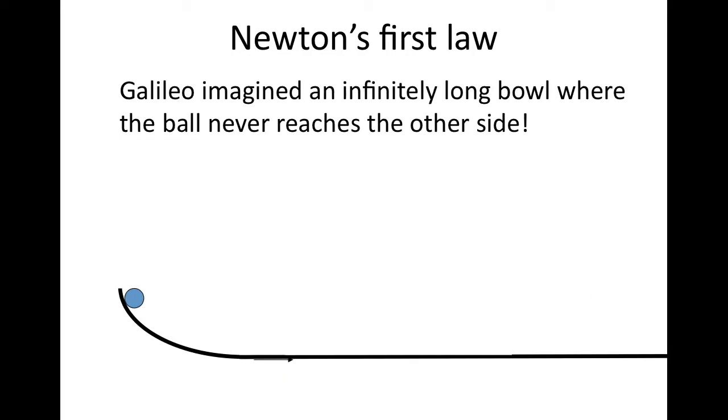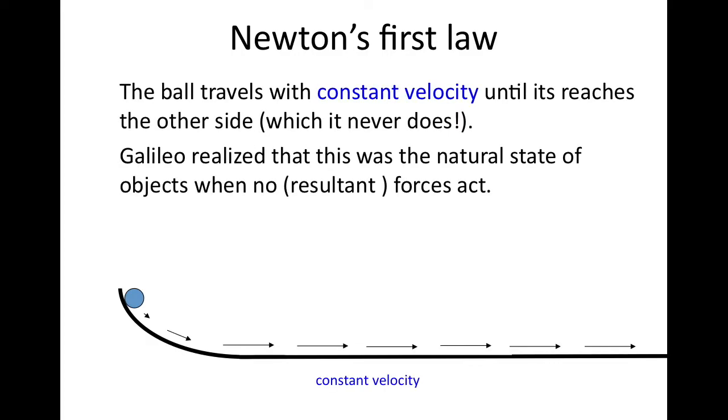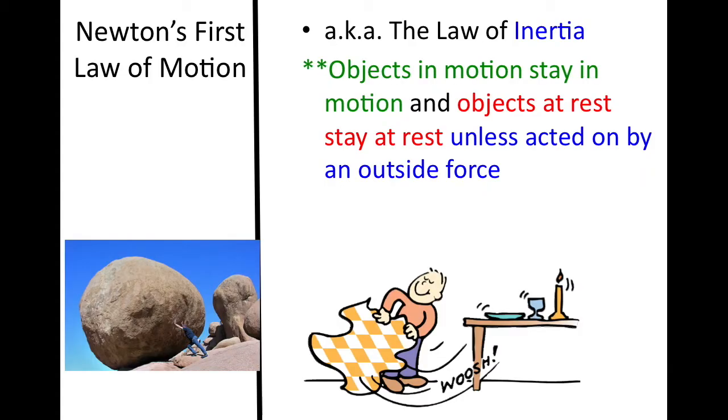Galileo imagined an infinitely long bowl where the ball never reaches the other side. So this brings us to Newton's first law of motion. It is the law of inertia. Objects are going to stay in motion, or they will stay at rest, unless they are acted on by an outside force. So, for example, the ball in the bowl would roll forever, supposedly, if there were no friction, no forces that were acting on it.